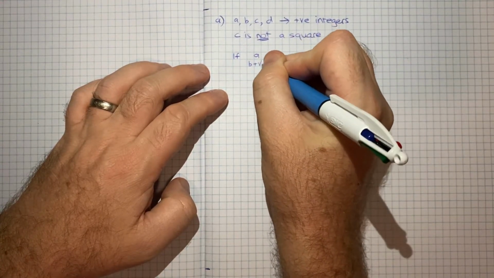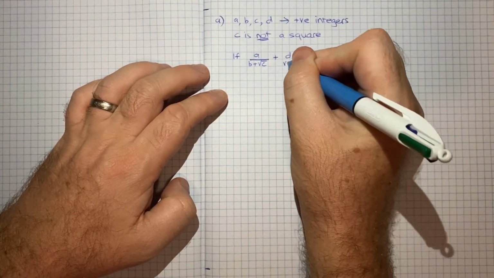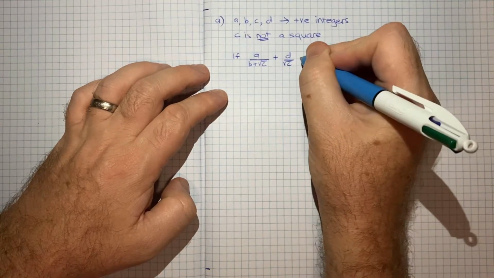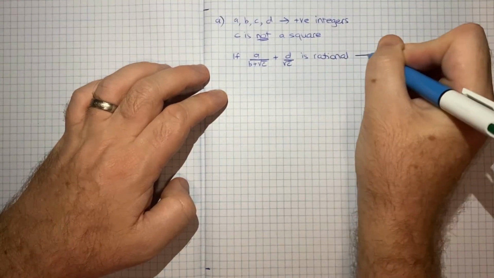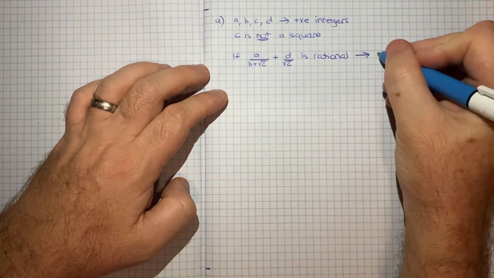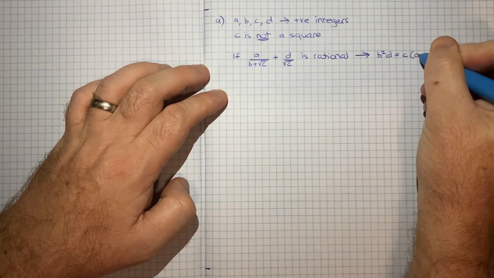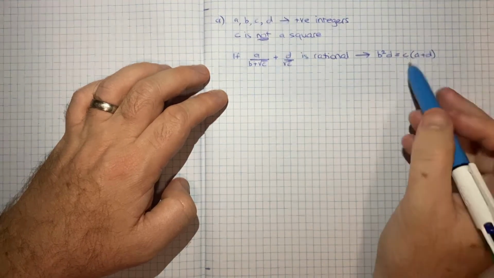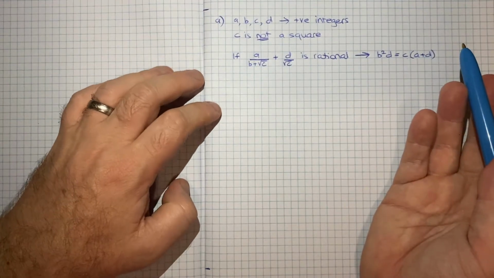So, noting those key facts, we're asked for part A to show that if A divided by B plus root C plus D divided by root C is rational, then we want to show that b squared d would be equal to c bracket a plus d. And we want to show this so that we can then use it to prove something else in part B.